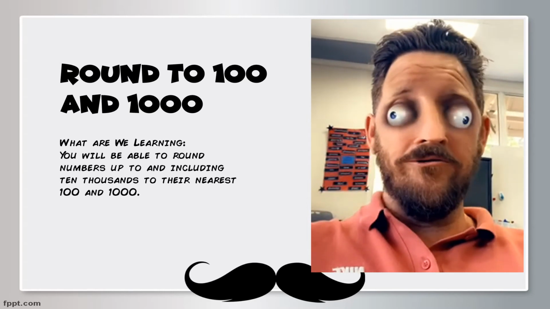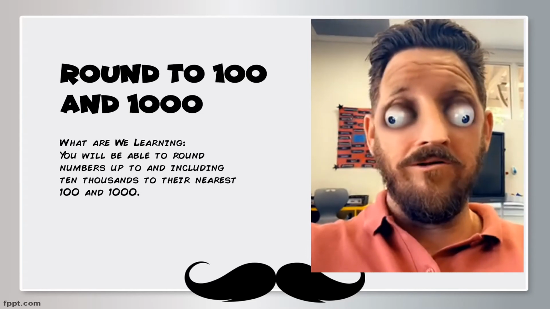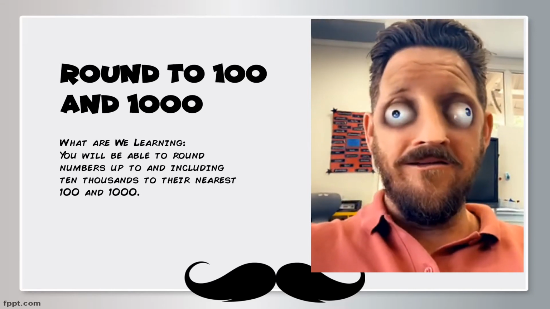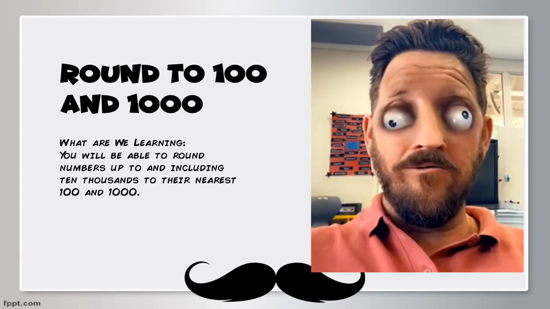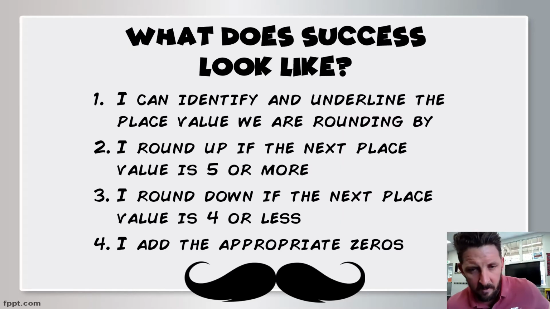Being able to do estimates and round actually allows us to know whether or not we've got a question correct, but also to make sure that we have a little bit of an understanding of what the answer could be. All right, let's have a look at this success criteria now, at what it looks like.